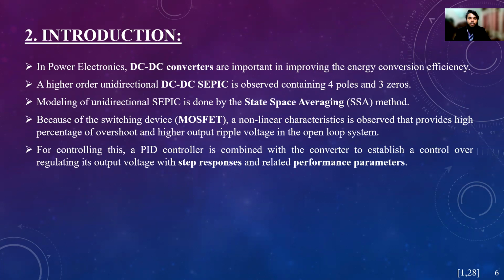For switching devices, we use MOSFETs because it provides higher efficiency and higher switching speed. It can operate at lower power and draws no current. Because of the MOSFET, nonlinear characteristics are also observed that provide a high percentage overshoot and higher output ripple voltage in the open loop system. To control this overshoot and ripple voltage, a PID controller is combined with the converter to control its output voltage with step responses and related performance parameters.